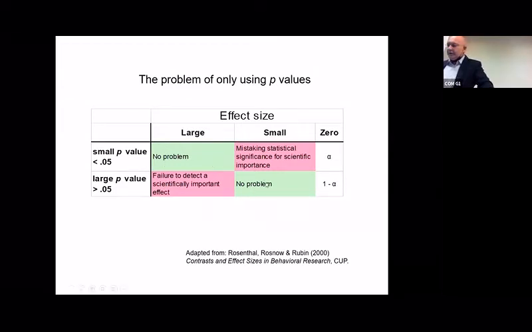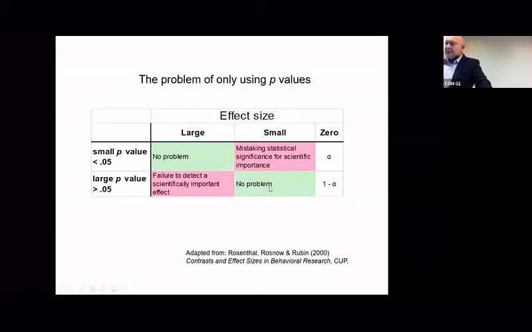What about the other green square here? This is where we have a large p-value, all right? So let's say the p-value is 0.3, that's much larger than 0.05. We would say, okay, statistically, this is not significant. But this is for when there's a small effect size.